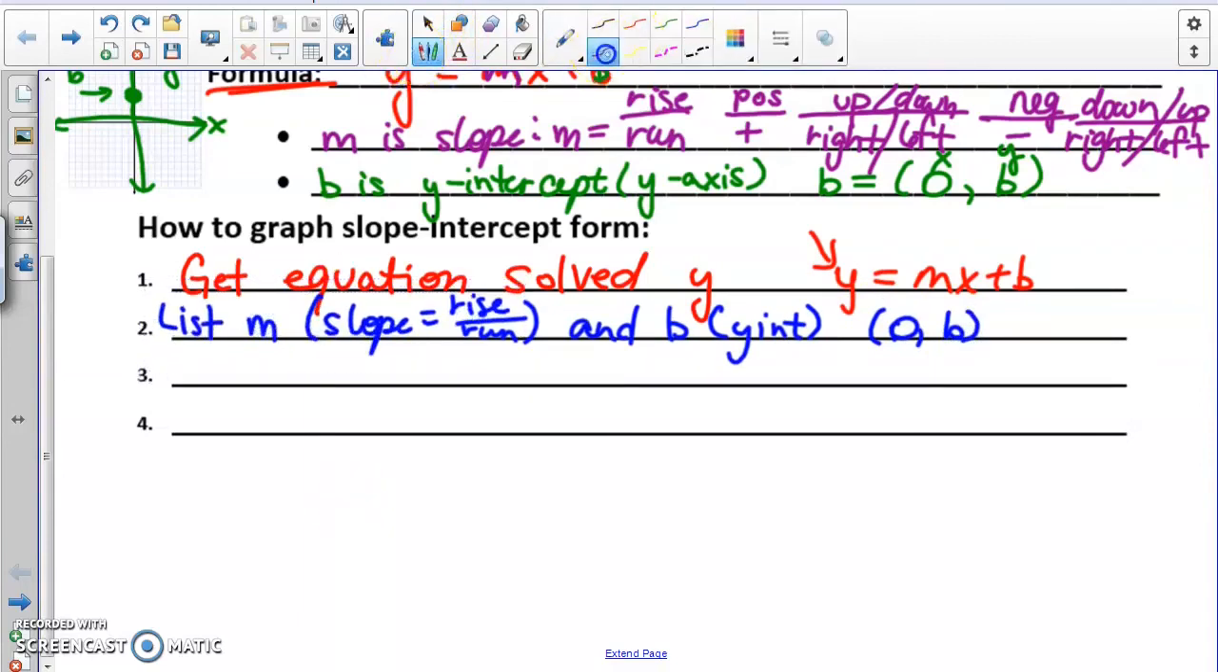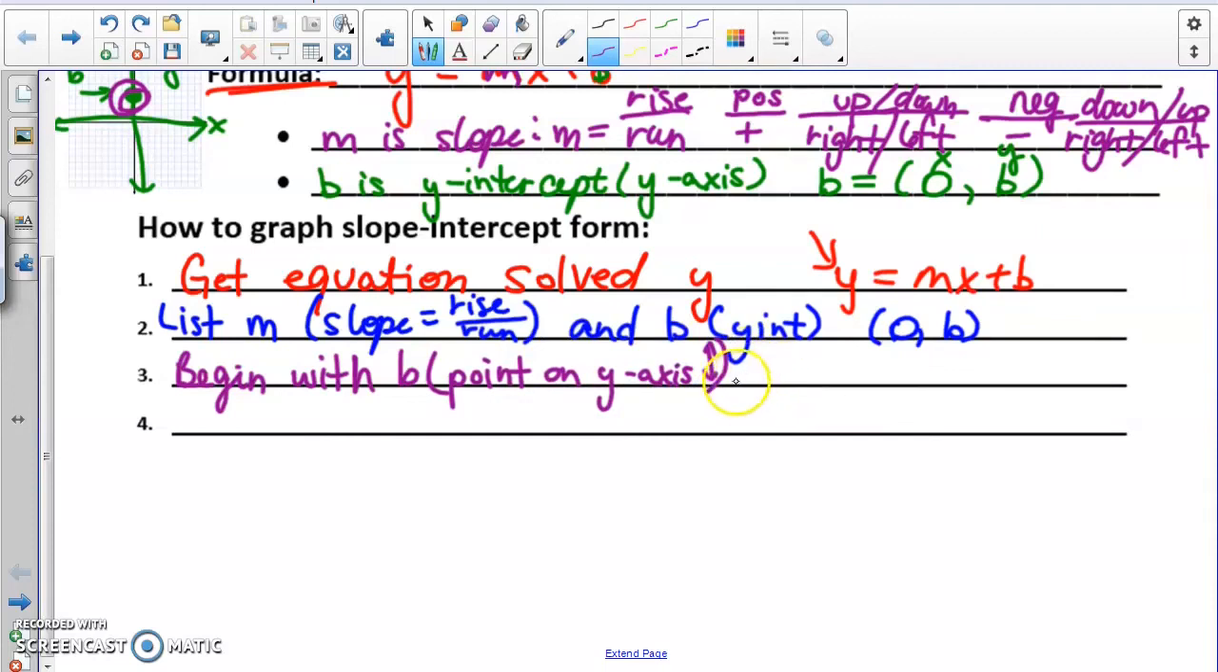Step 3, once we have our m and we have our b, we begin with b. I like the fact it rhymes. Begin with b. And remember, oh, I wrote a b instead of an h. So begin with b. We said it's a point on the y-axis. So some people say plot the point first. That also works. So point on y-axis, which means we always go up or down first, never left or right.